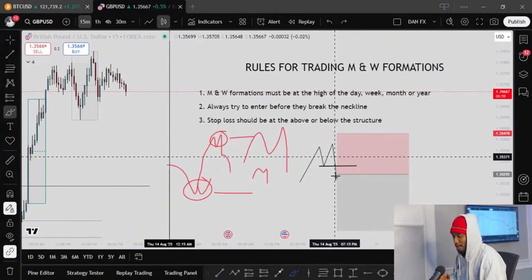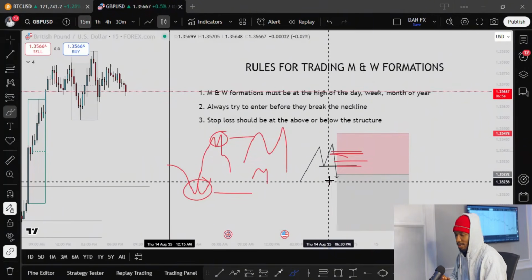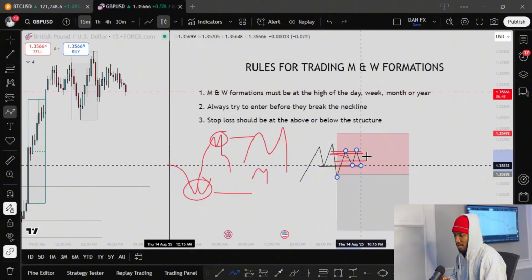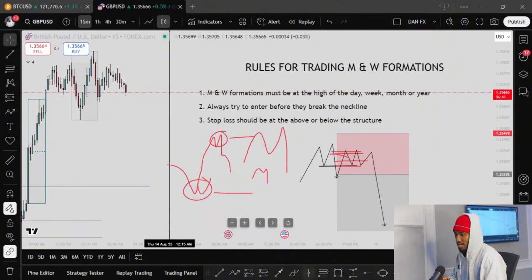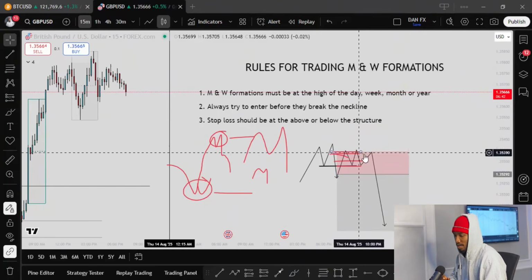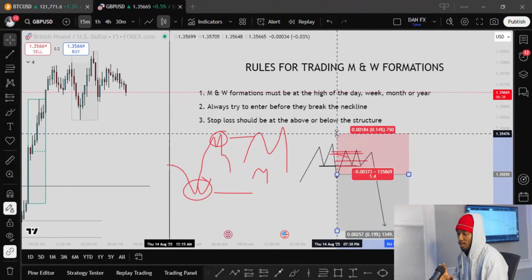If you're putting your stop loss inside this area here, you're going to get stopped out because price could just come back like this and then maybe dance around and then move in the direction that they want to go to. If you put your stop loss somewhere in here, you're going to get stopped out and the trade is going to go in your direction. You do not want that. You want your stop loss to be above the structure.